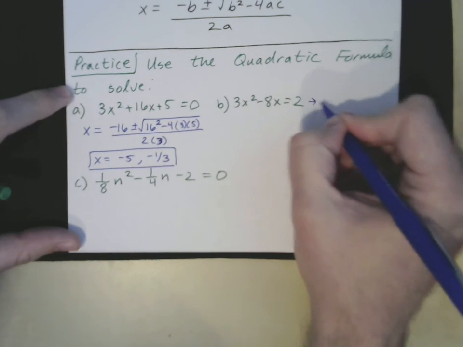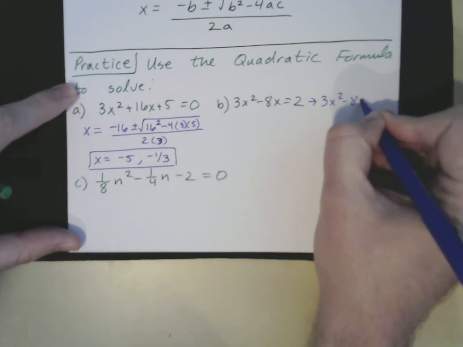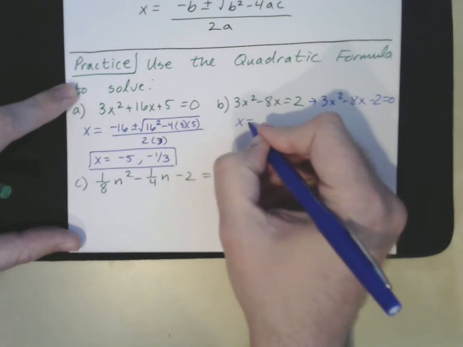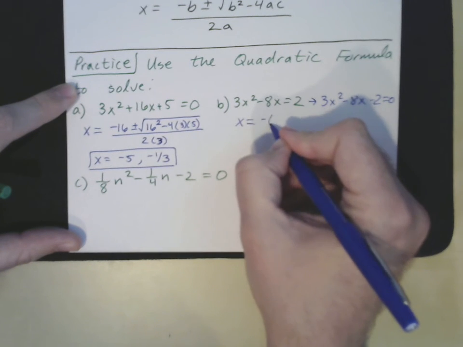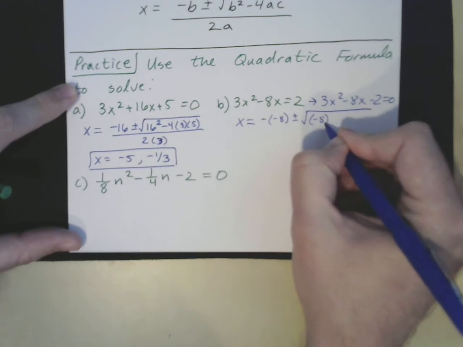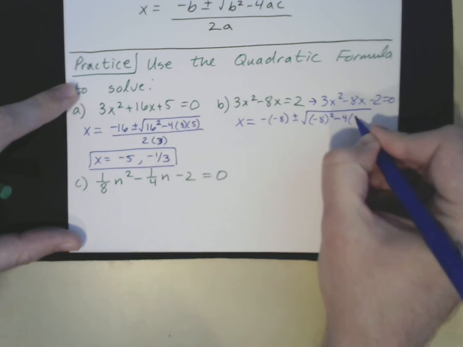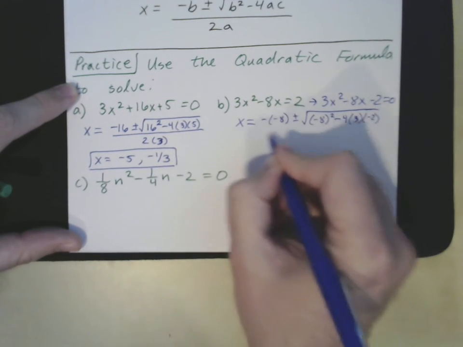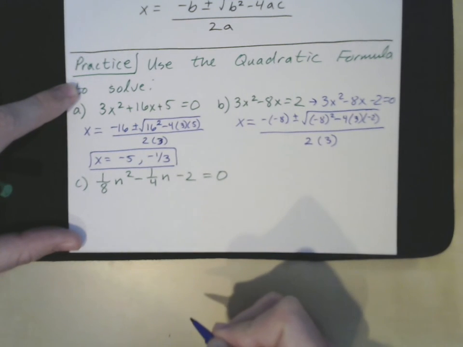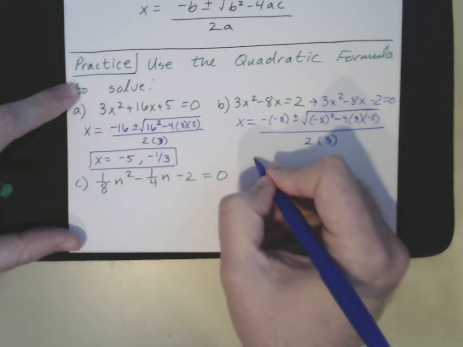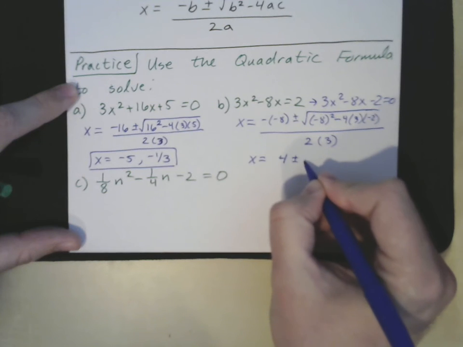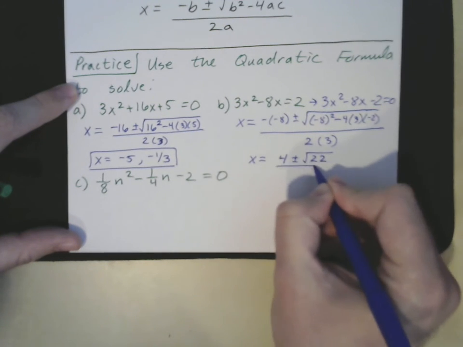Okay, moving on to B, we do need to rewrite this as 3x squared minus 8x minus 2 equals 0. So following our quadratic formula, negative b is negative negative 8 plus or minus the square root of negative 8 squared minus 4 times 3 times negative 2, all over 2 times 3. And when you finish this and simplify completely, you should get 4 plus or minus the square root of 22 all over 3.